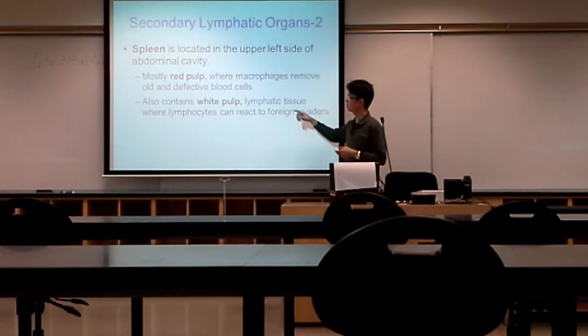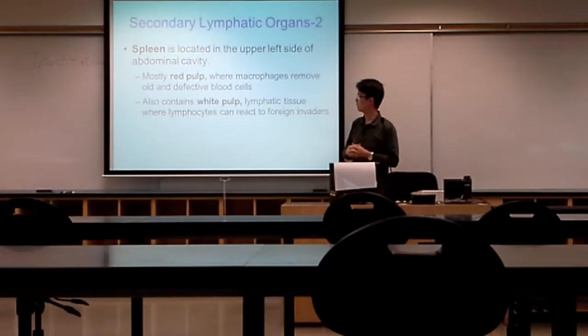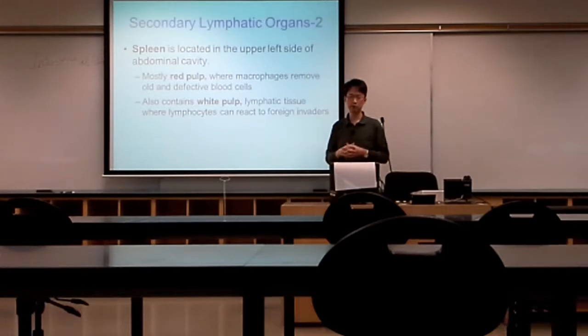So red pulp is to remove old or defective blood cells. As a reminder, red blood cells, or erythrocytes, have a lifespan of 120 days. After 120 days, the red blood cell will be broken down by the spleen here in the red pulp, and also by the liver as well. And then white pulp, they are the lymphatic tissues where the lymphocytes fight the immune war with the foreign invaders.